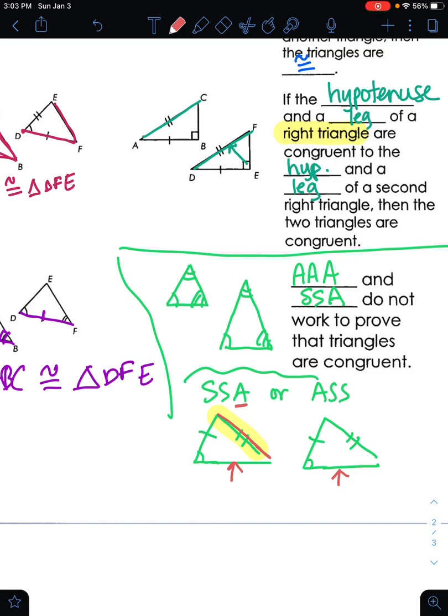So again, I really want you to go to those 2 links I have in Schoology and play around with that demonstration. It allows you to drag the vertices of the triangle and make either the angles or the sides change, to show you why we can't just have angle, angle, angle, or side, side, angle.